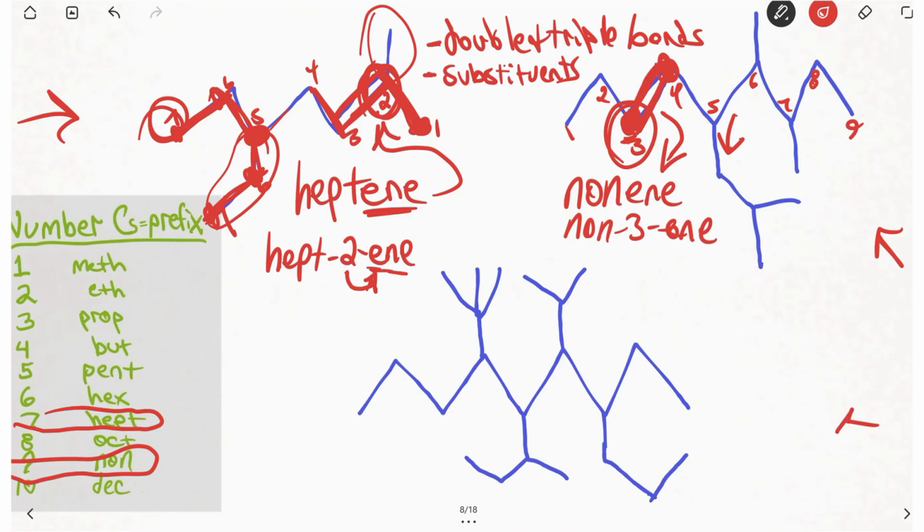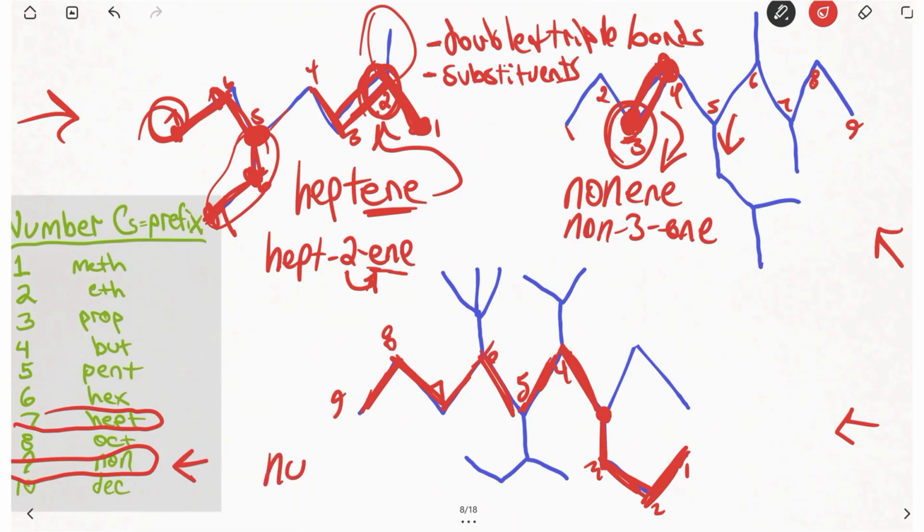Let's do this bottom one right here. Now we've got 1, 2, 3 before the split on this side, and we only have 1, 2 before the split up there. So we know this is going to be part of the parent chain, the more number of carbons in the chain. So next is going to be carbon number 4, and then carbon number 5, 6, 7, 8, 9. So this is a 9 carbon chain, which is non, and it's all single bonds, so that's nonane. And then we will have to return in a minute to finish up with these substituents.